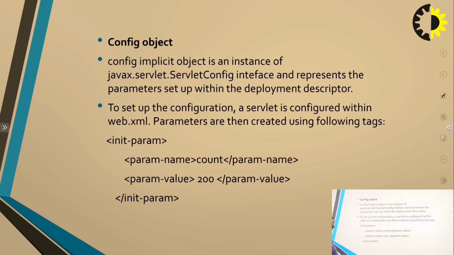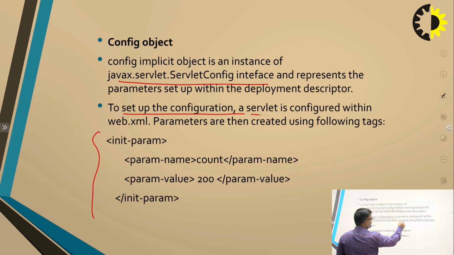Then configuration. Here we will use the configuration of an HTTP servlet configuration, so we will use the config keyword. The config implicit object is an instance of the javax.servlet.ServletConfig interface and represents the parameters set up within the deployment descriptors. Here we set up the configuration of the servlet, configured within the web.xml parameters.